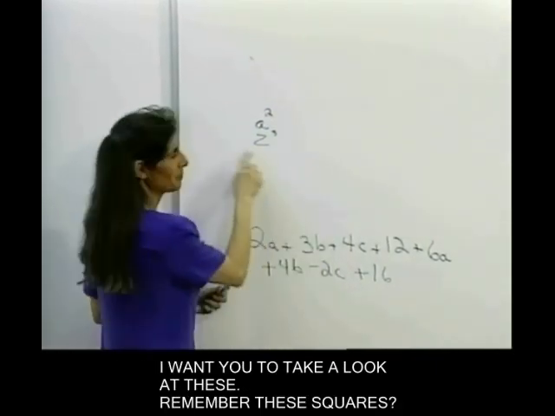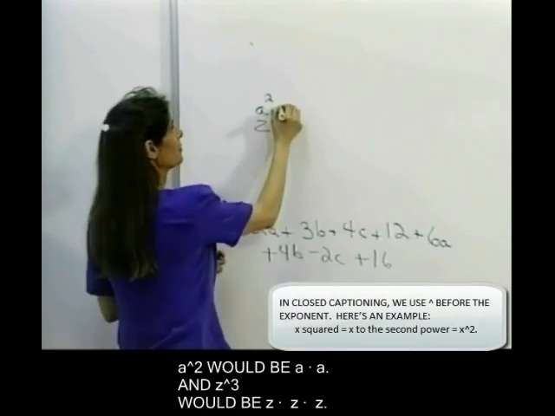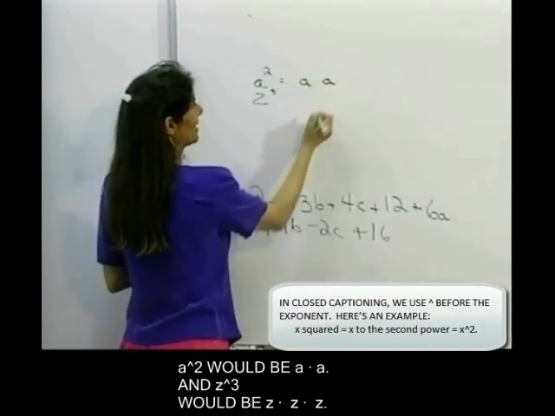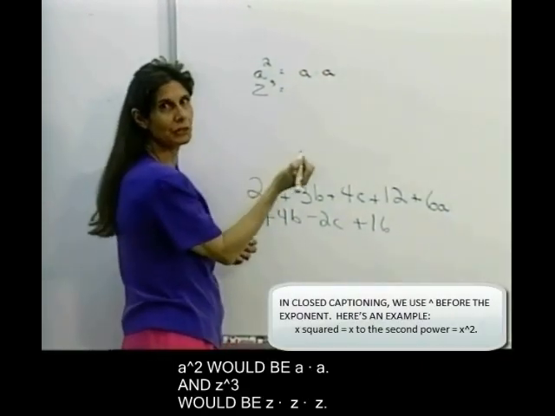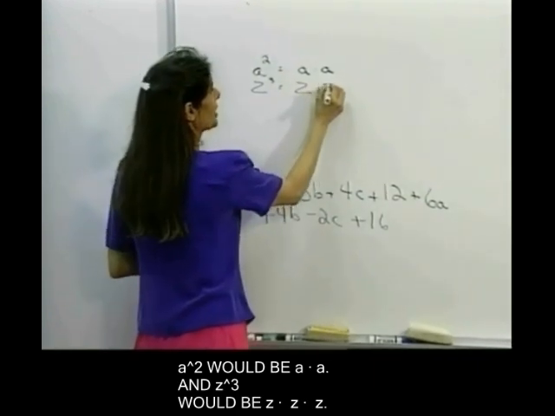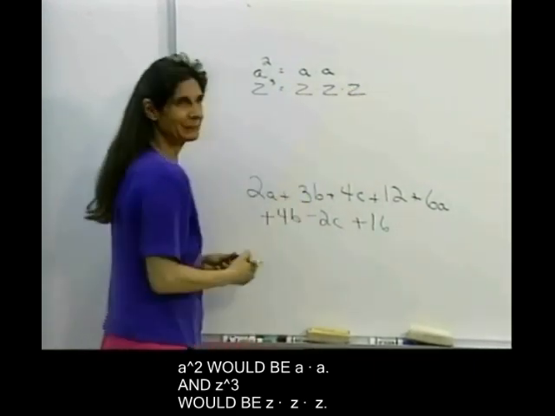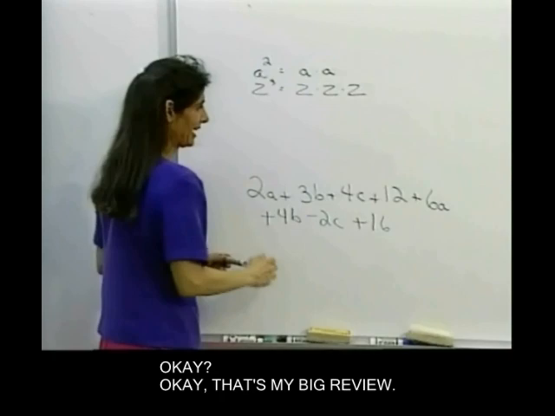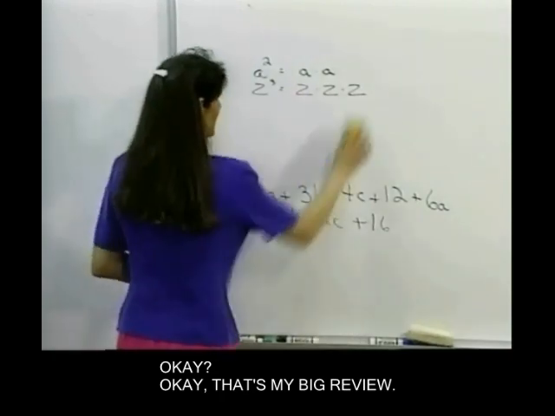Okay, let's take a look at another thing. Remember these squares? A squared would be A times A, and Z to the third power would be Z times Z times Z. Okay, that's my big review.